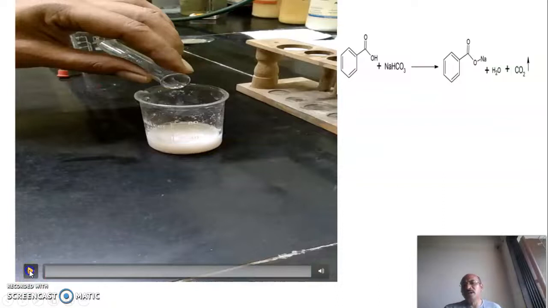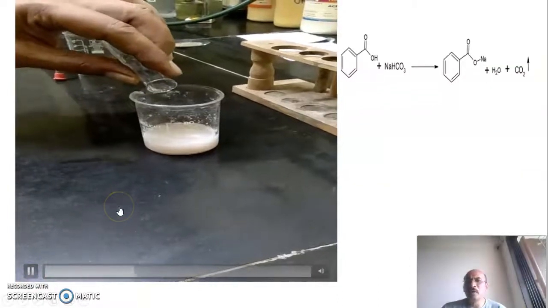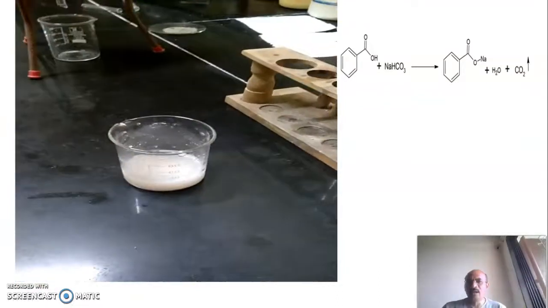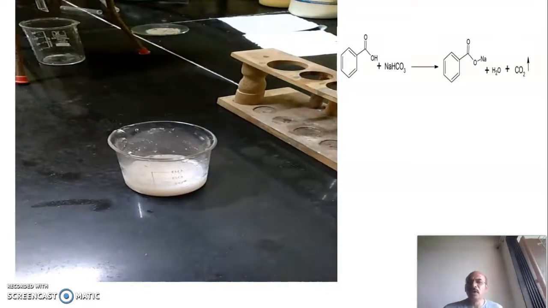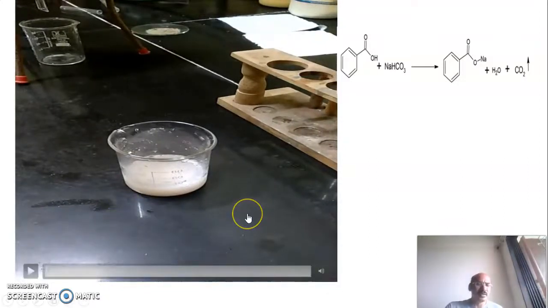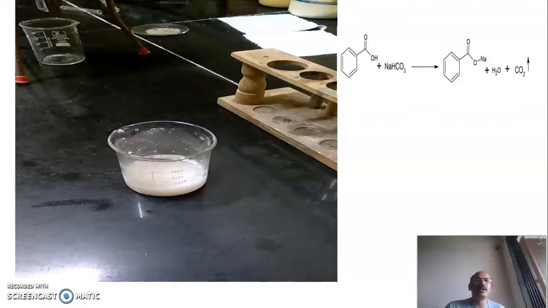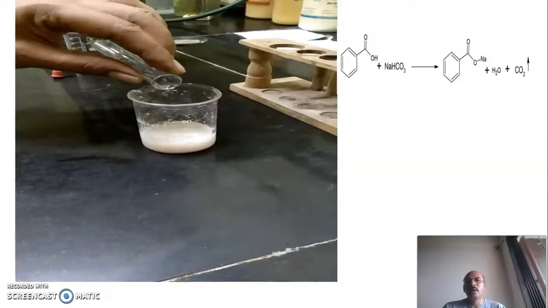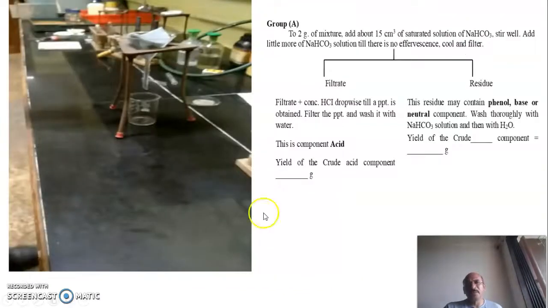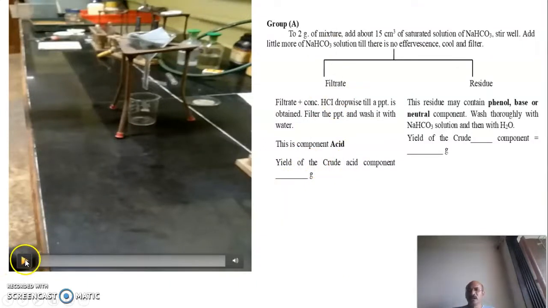Then we'll test it with a little amount of saturated sodium bicarbonate. Yeah, no effervescence is coming out. So that is an indication of complete conversion of one component, that is carboxylic acid, into salt, and that reaction is displayed here. Then what to do with the residue? That we will see.